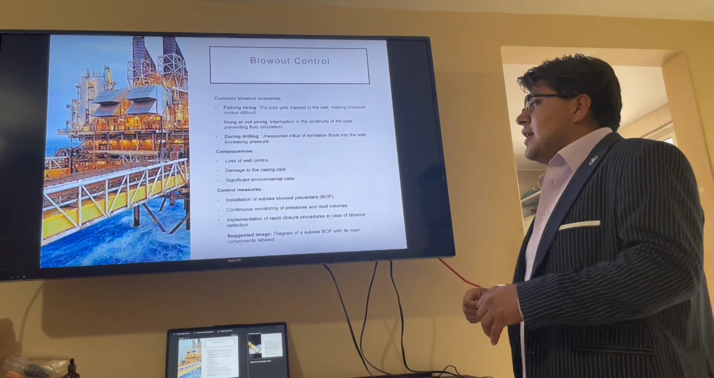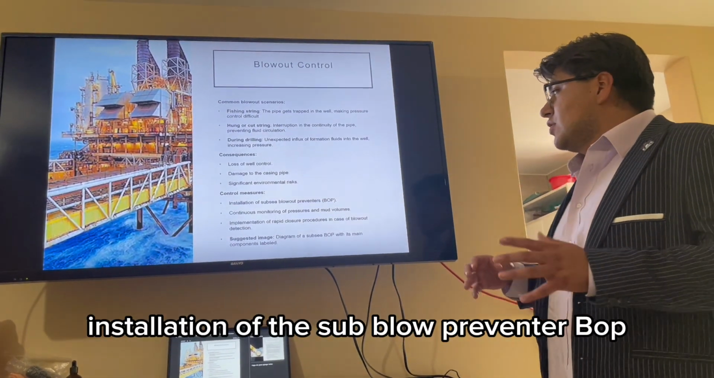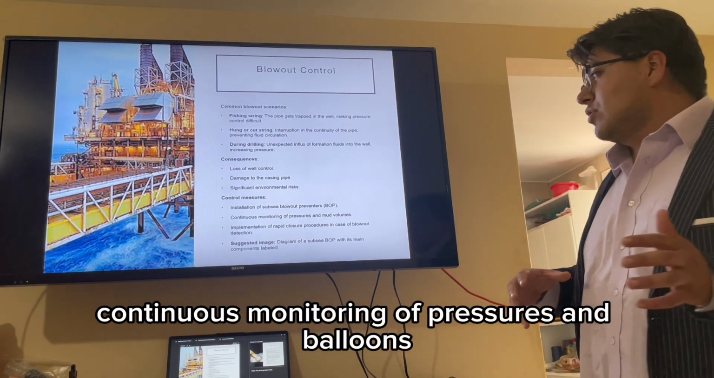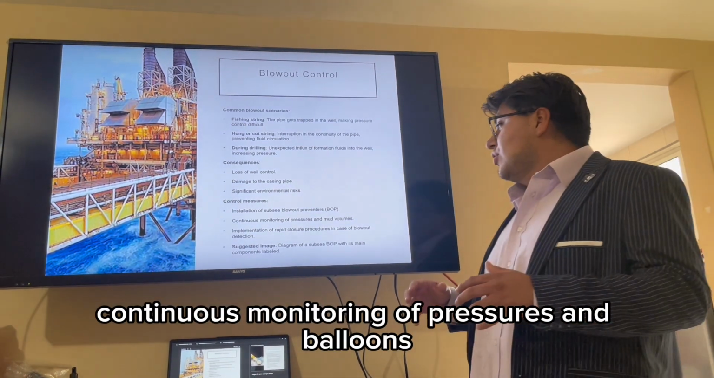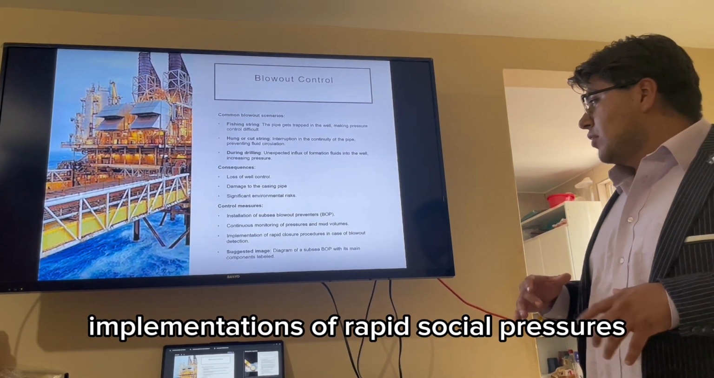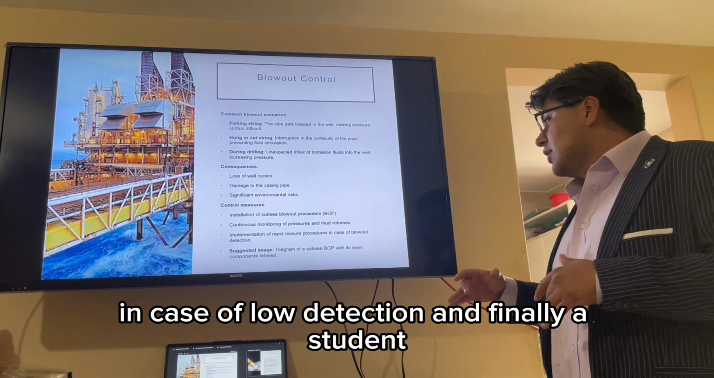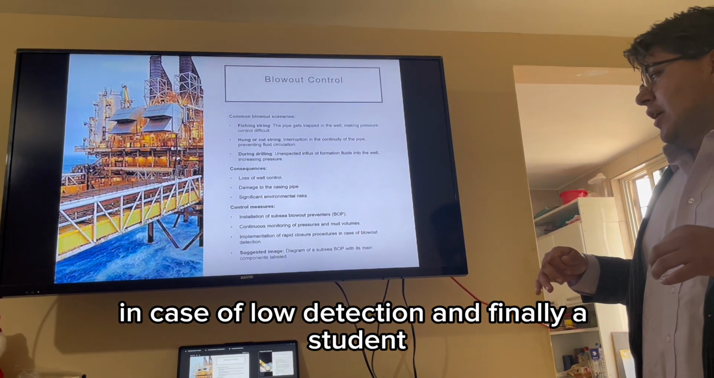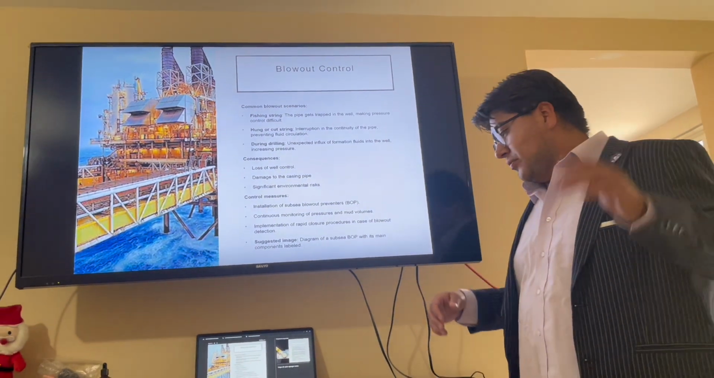Control measures: installation of subsea blowout preventers, BOP, continuous monitoring of pressures and volumes, implementation of rapid closure procedures in case of kick detection, and finally, storage. Next.